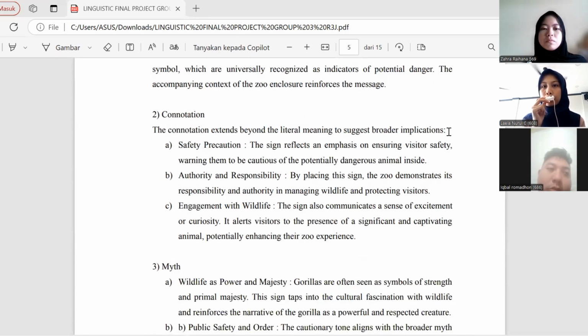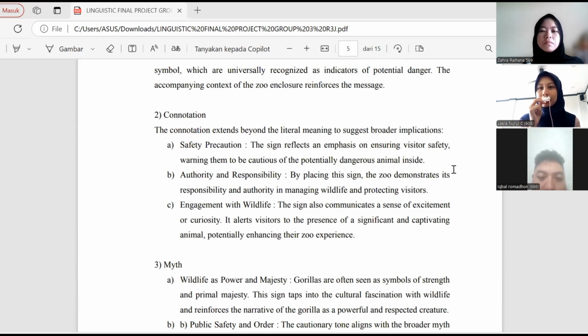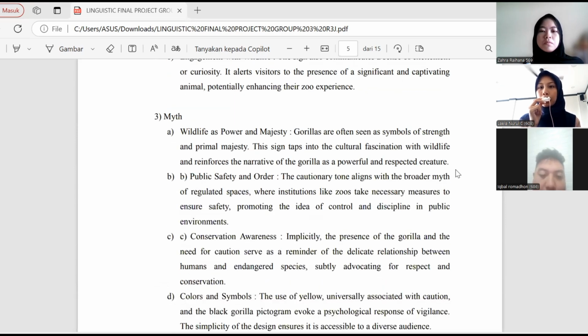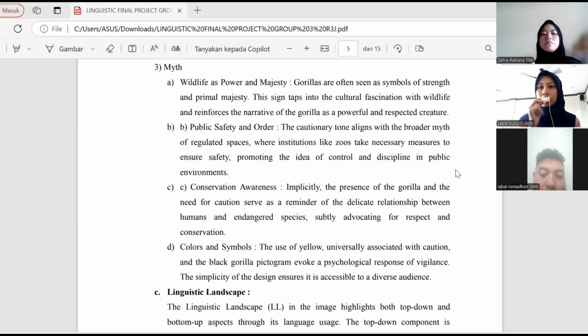1. Safety precaution. The sign reflects an emphasis on ensuring visitor safety, warning them to be cautious of the potentially dangerous animal inside. 2. Authority and responsibility. 3. Engagement with wildlife. The sign also communicates a sense of excitement and curiosity. Myth. Wildlife as power and majesty. Gorillas are often seen as symbols of strength and primal majesty. B. Public safety and order. C. Conservation awareness. D. Colors and symbols. The use of yellow, universally associated with caution, and the black gorilla pictogram create a psychological response of vigilance.